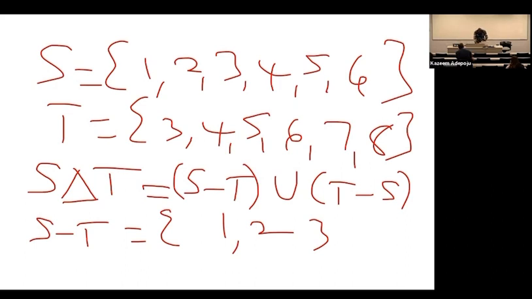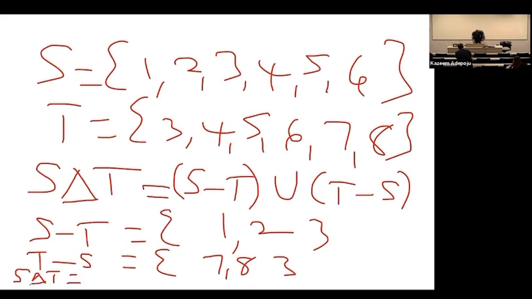Then the next thing you're going to do: what is t minus x? The t minus x belongs to t but does not belong to x. That will be 7, 8. Now what am I going to do to get the symmetric difference? I'm going to put them together, which is a union. Putting them together, I'm going to have 1, 2, 7, 8. So my final answer is 1, 2, 7, 8. Is there anyone who needs clarification on what I just explained?